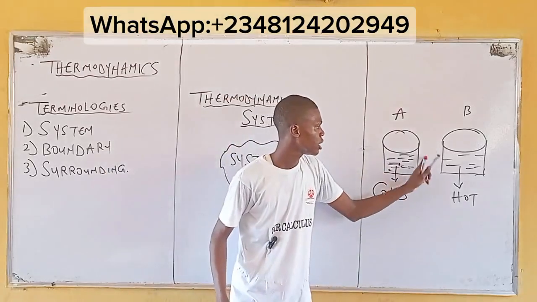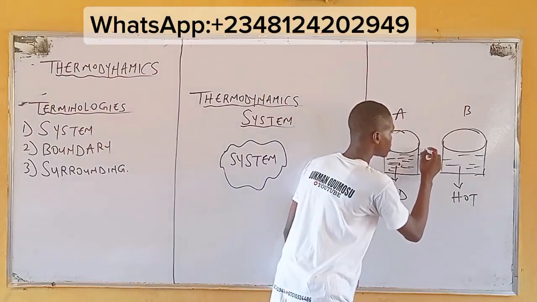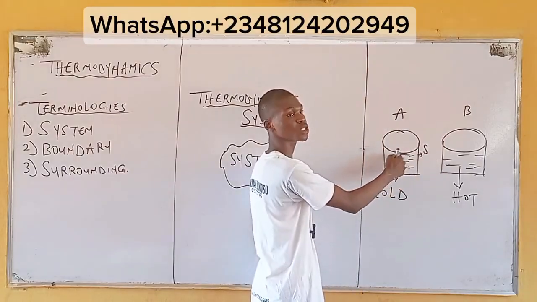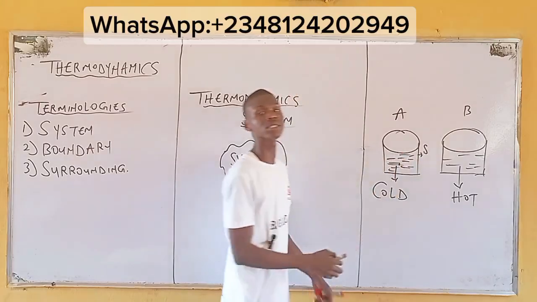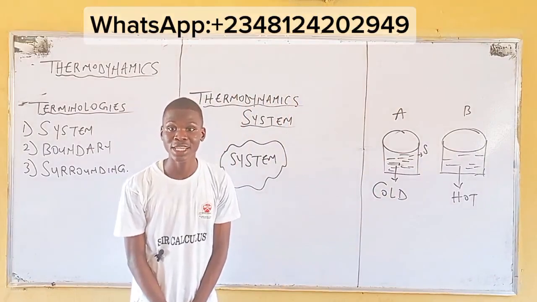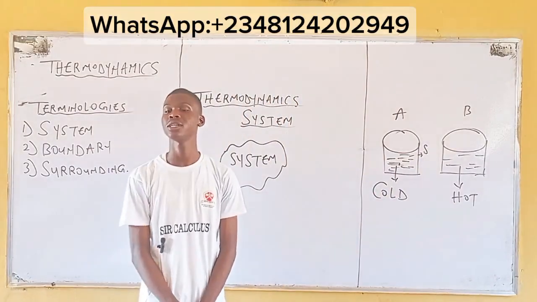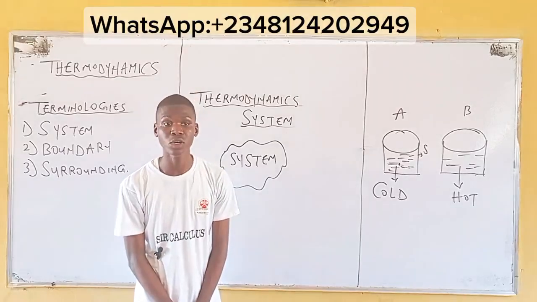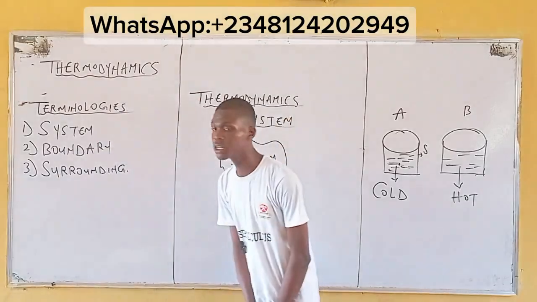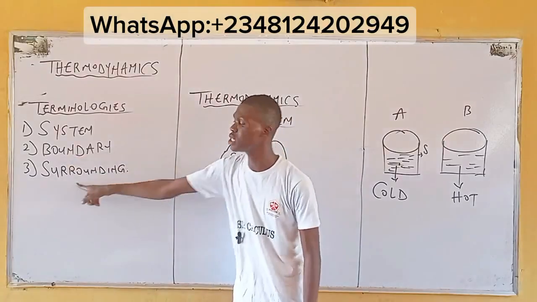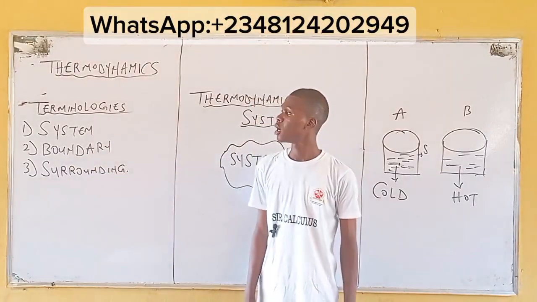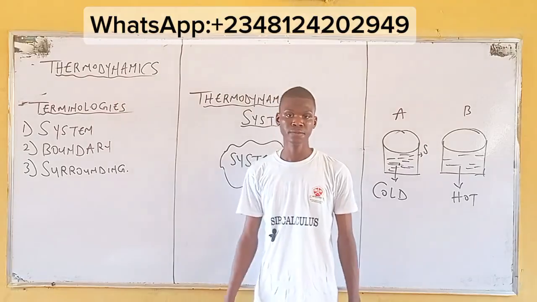What you are seeing here, this is the surrounding. Let's say this is your hand. This is the surrounding where you are going to hold your cup. This surrounding and this system, which is the water, there's something separating it. What is this thing that is separating it? The cup, which is the boundary. I get what I'm saying? So now, as far as thermodynamic system is concerned, we have two terminologies applied to it: boundary and surrounding. Meaning there's no way you're talking about a system without referring to boundary and surrounding.